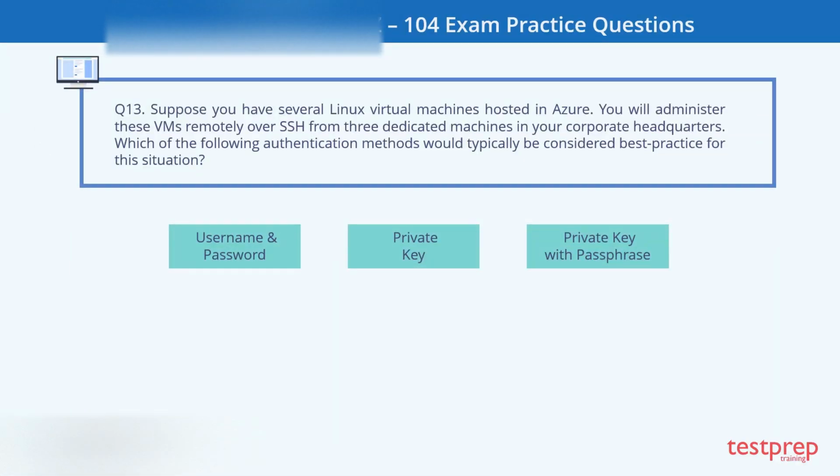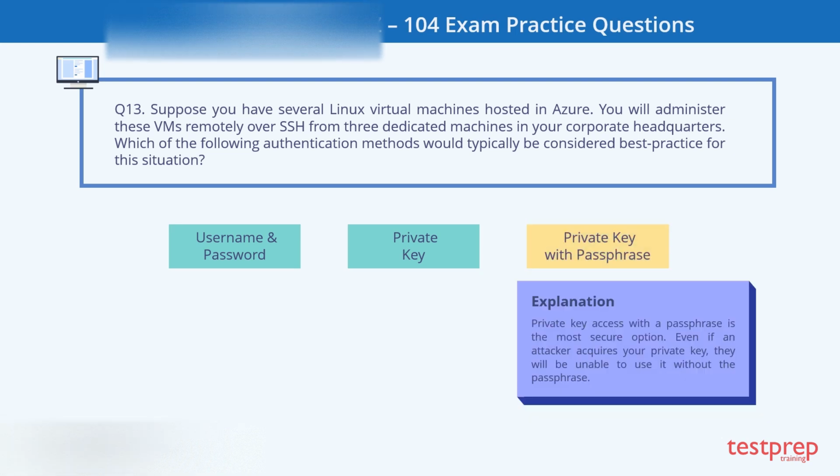Question 13. Suppose you have several Linux virtual machines hosted in Azure. You will administer these VMs remotely over SSH, from 3 dedicated machines in your corporate headquarters. Which of the following authentication methods would typically be considered best practice for this situation? 1. Username and password. 2. Private key. 3. Private key with passphrase.